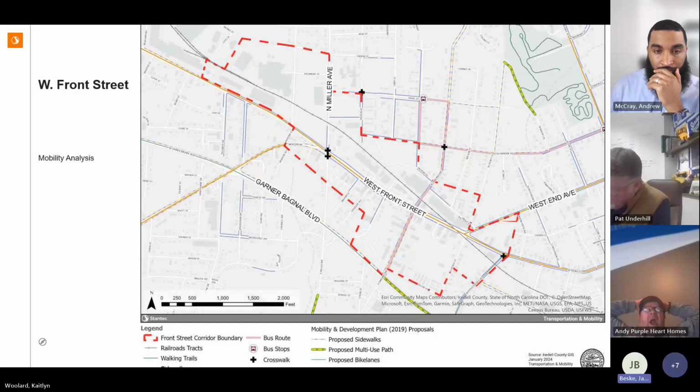Mobility analysis. This area is a little messy, obviously with the railroad tracks, but if you read the lines closely, there are either proposed sidewalks or trails that traverse a good section of the study area. We just have to make sure we're tying it to the larger network and that it makes sense at the end of the day. Next slide.